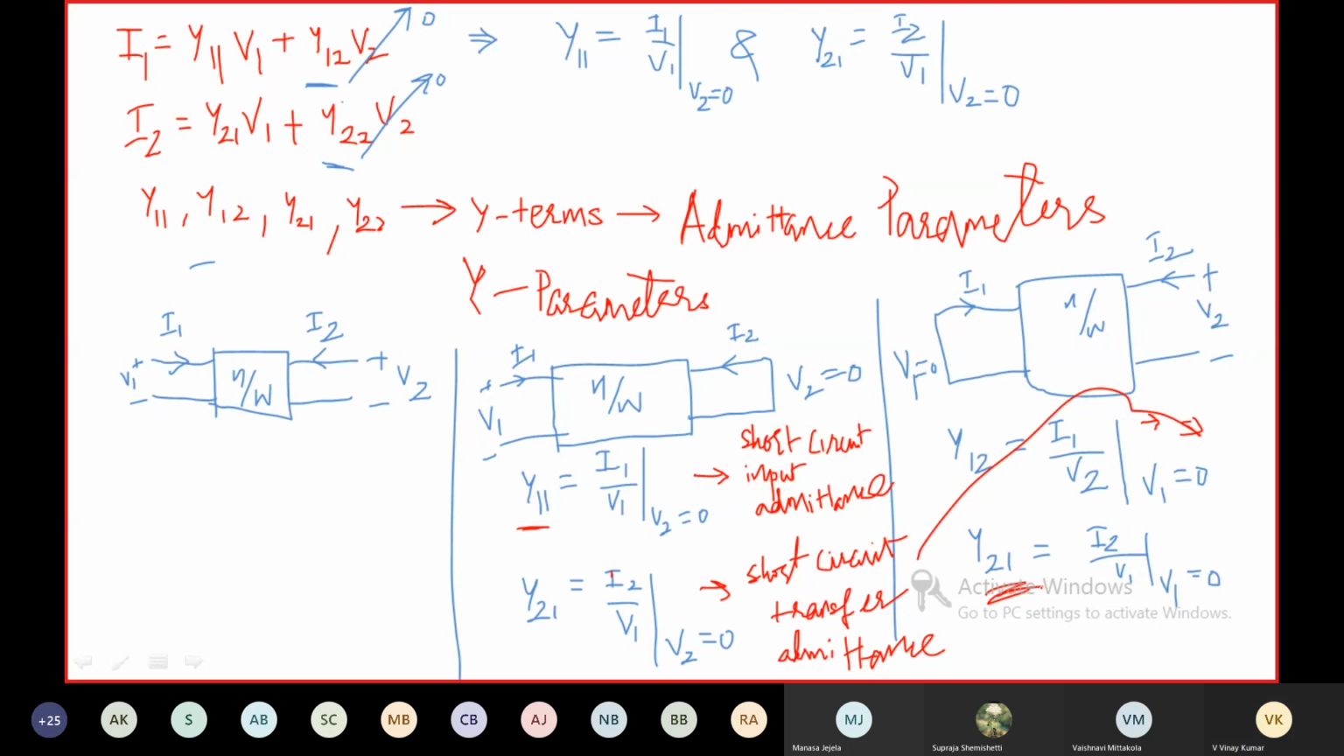Sorry, this is Y22. Y22 is equal to I2 by V2. Then this is called short circuit output admittance.